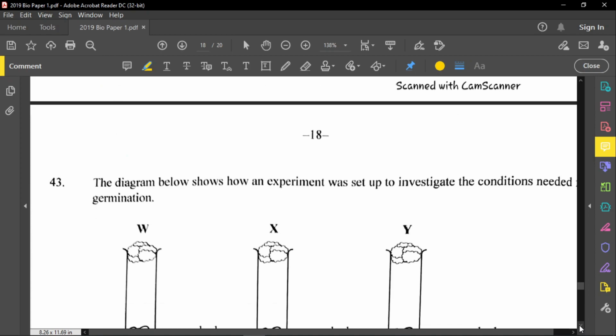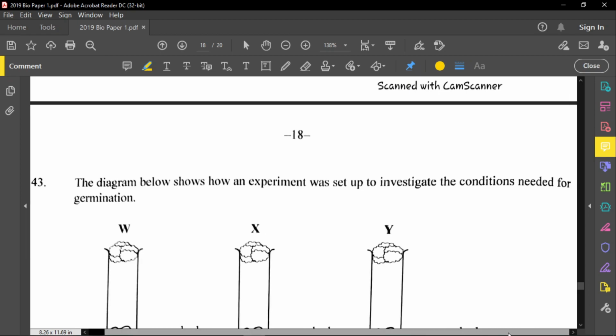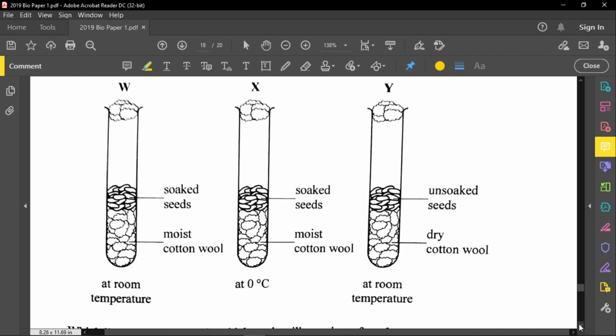Now for question number 43, it said the diagram below shows how an experiment was set up to investigate the conditions needed for germination. And remember, I've talked about this about 3 or 4 times before. Germination does not require any light, neither does it require any carbon dioxide. What we need: we must have available water, we must have the correct temperature, and we must have oxygen, and in some cases, the pH is also considered to be important.